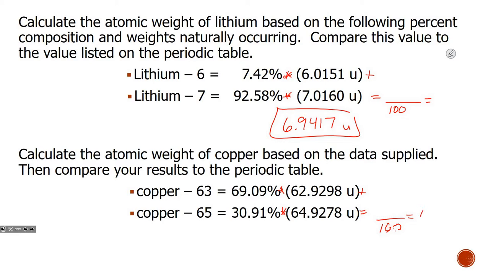Okay, I got 63 point, and we're going out to 4 after the decimal, 5474. So hopefully that's what you've got. All right, moving forward.